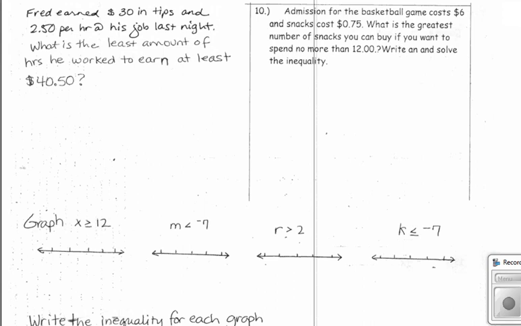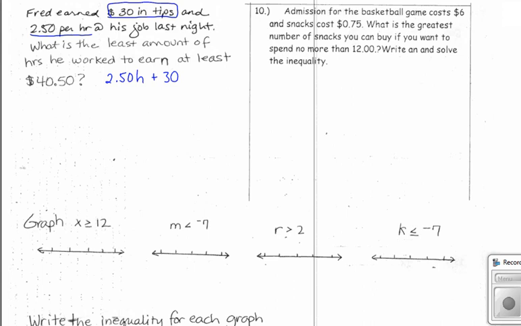Next, Fred earned $30 in tips and $2.50 per hour at his job last night. What is the least amount of hours he worked to earn at least $40.50? Okay, $30 in tips is a constant. It's just $30. And $2.50 per hour at his job. So we write $2.50 per hour. When we don't know how many hours it is, we write $2.50 times the variable. So we have 2.50 times the variable, and that's how much he is going to earn each hour he works. Plus, he got $30 in tips.